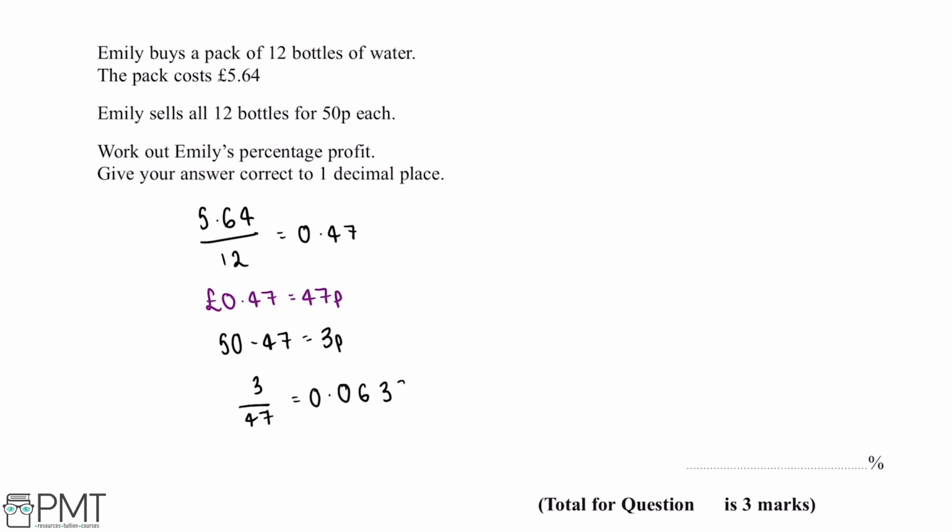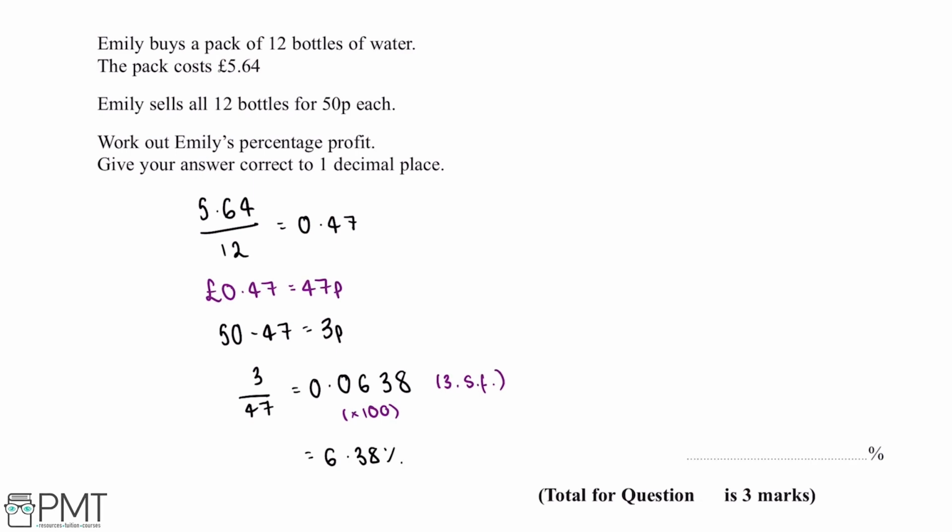0.0638 to 3 significant figures. Now as we can see, this answer is being given in a decimal. So in order to make it a percentage, we're going to want to multiply it by 100. And this will give us a final answer of 6.38%.